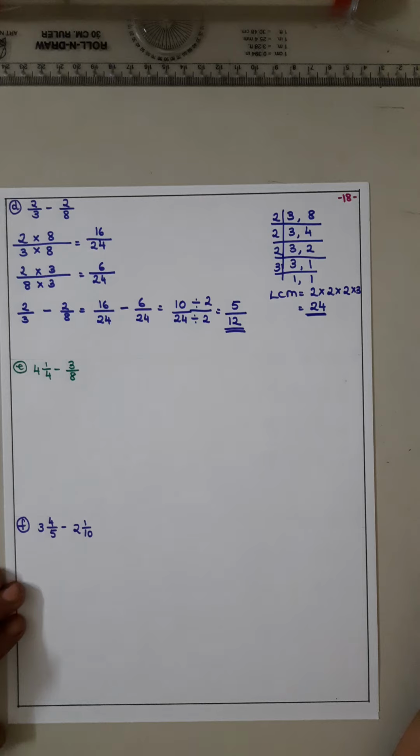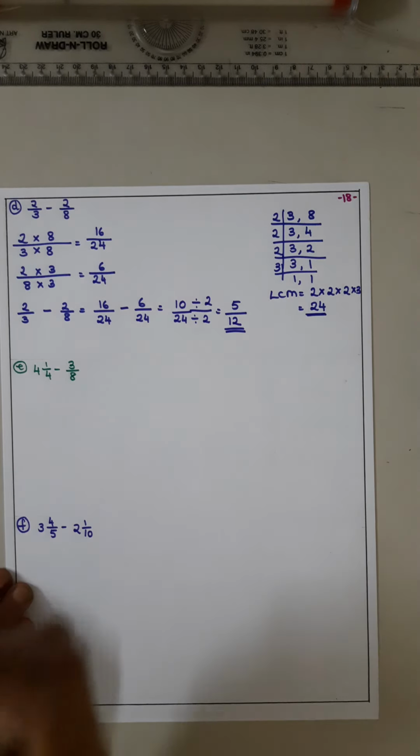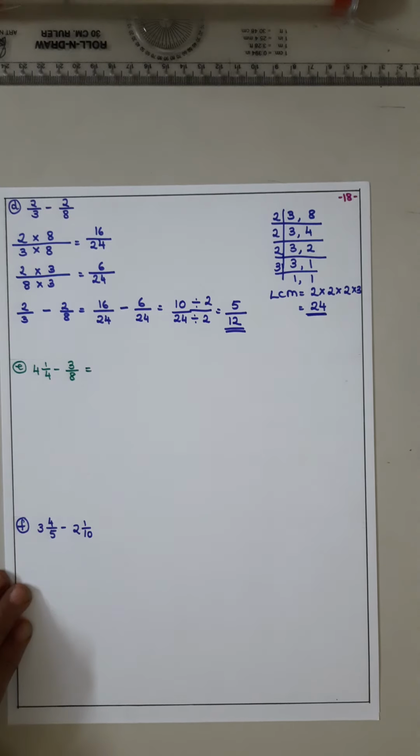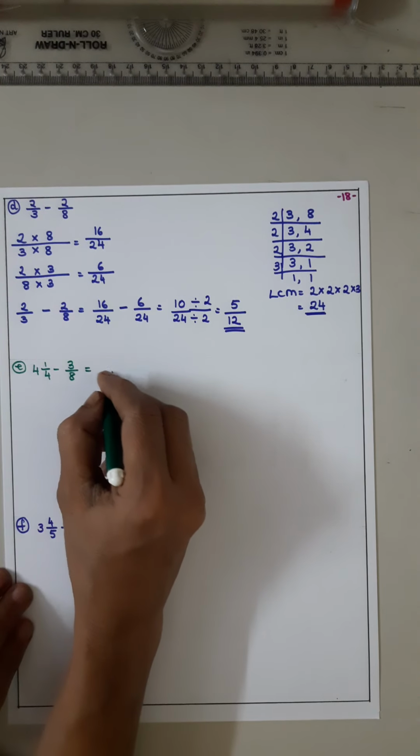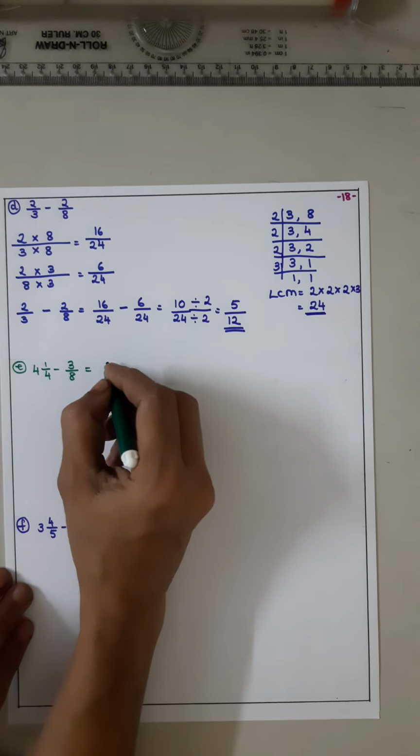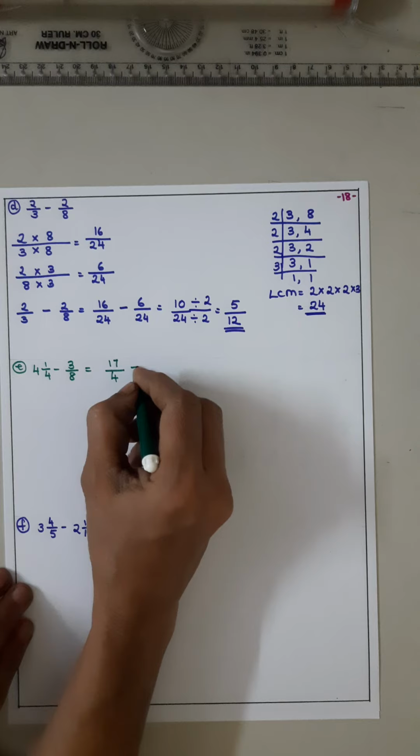Clear? Now coming to the next sum. First convert it into what? Improper. It is a mixed number. So 4 fours are 16 plus 1, 17.